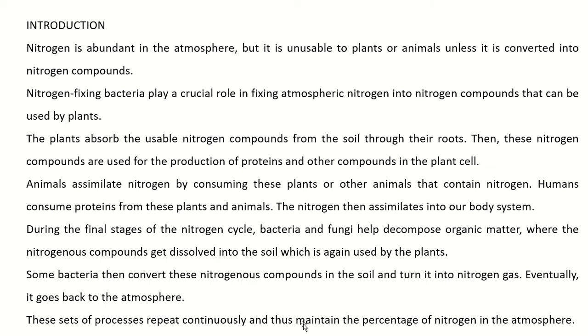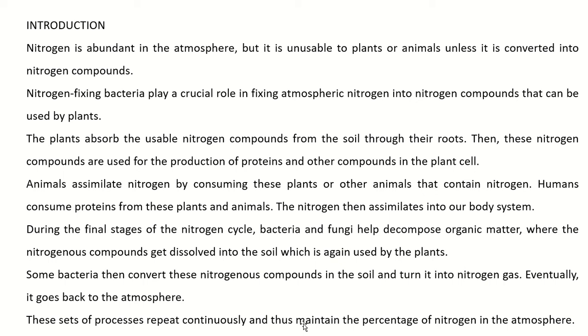Now to understand this, you must understand the outer environment and how nitrate assimilation is formed. As I said, exogenous and endogenous factors are there. But what is the outer environment? Nitrogen is abundant in the atmosphere, as you know, but it is unusable to plants or animals unless it is converted into a nitrogenous compound. I already told you nitrogenous compounds: amino acids, proteins, alkaloids. So, nitrogen fixing bacteria.